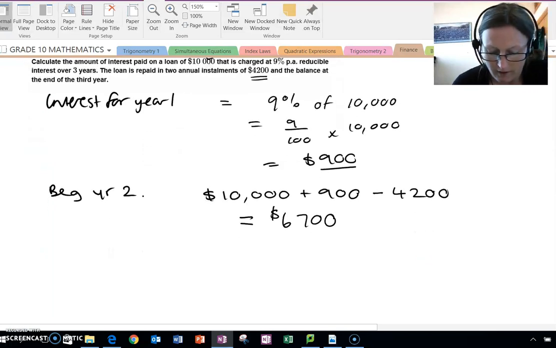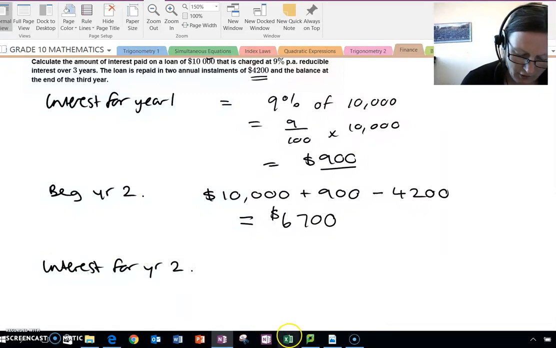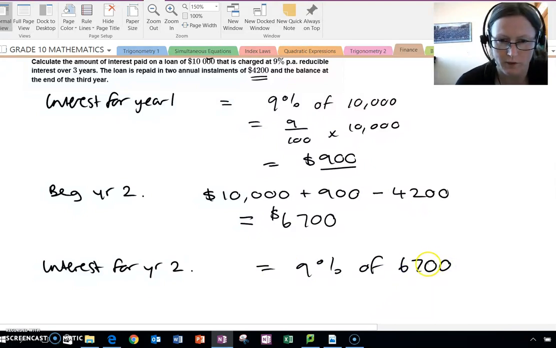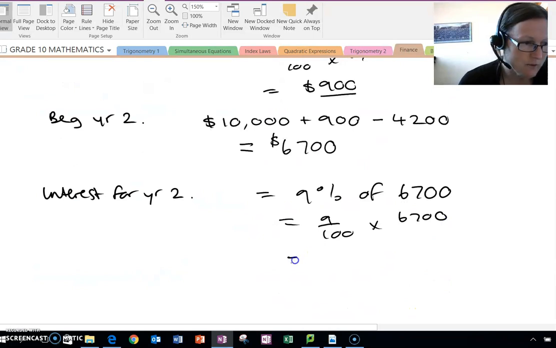So how much interest are you going to pay on that for the second year? So the interest for year 2, you are paying 9% of 6,700 because that's what you're owing now. So you are paying 9% of 6,700. So the interest that you will pay is $603.